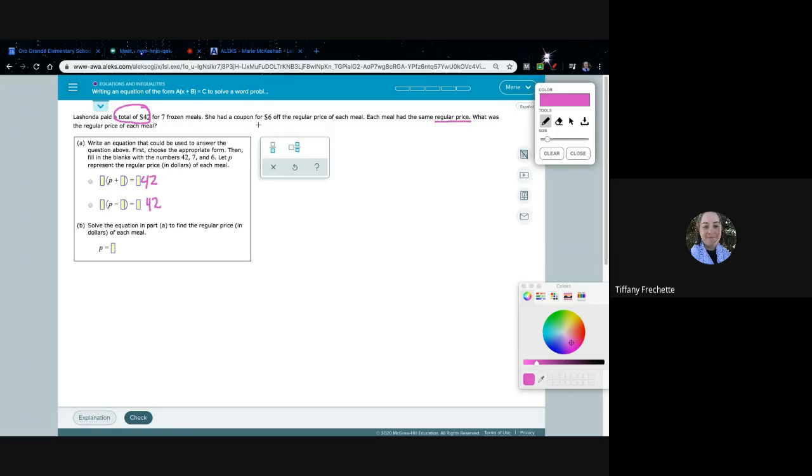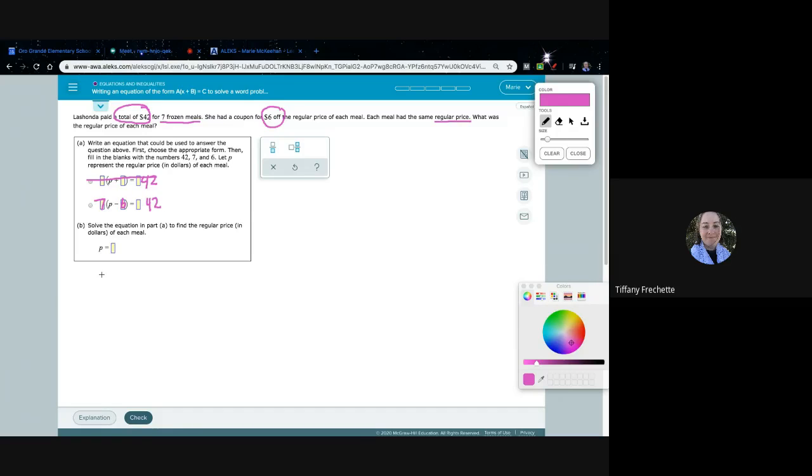And she had a coupon for $6 off. So she bought 7 frozen meals and $6 off. Off tells me it's going to be a subtraction sign. So I'm not going to use this one. I'm going to use subtraction. And I want to take the regular price and I want to take $6 away from it. And that'll tell me how much she paid for every meal. How many meals did she buy? 7.